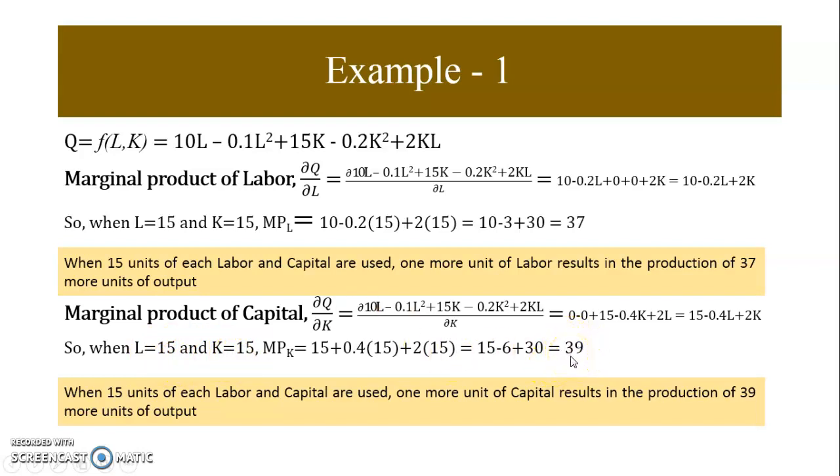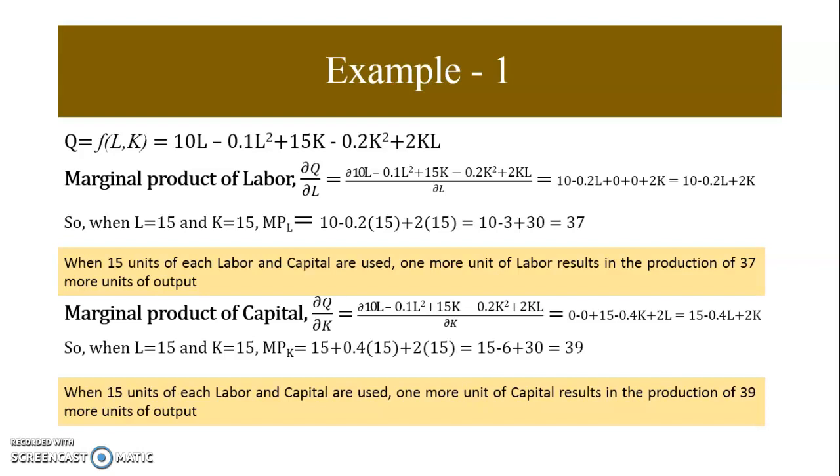So similarly, as you interpreted the MPL, it means that if in the current production 15 units each of labor and capital are used, then one more unit of capital will result in the production of 39 more units of output. Okay, I hope this interpretation is clear.